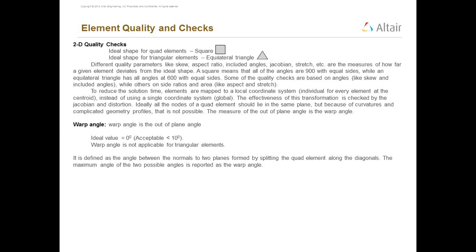It is defined as the angle between the normals of two planes formed by splitting the quad element along the diagonal. The maximum angle of the two possible angles is reported as the warpage angle, as you can see. So this is the warpage angle, and if we extend, this is the warpage angle.